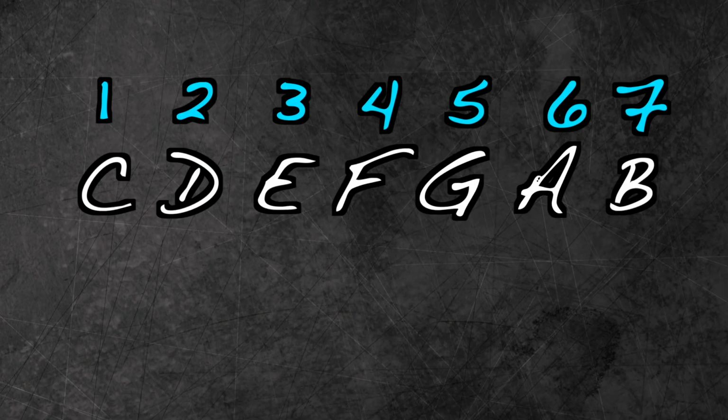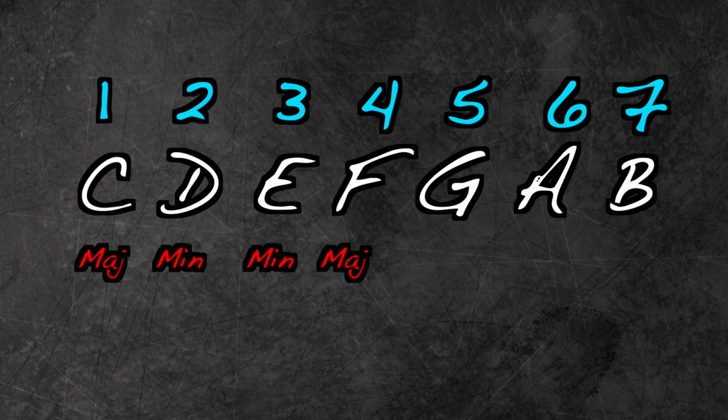So our number 1 chord is major. Our number 2 chord is minor. Our number 3 chord is minor. Our number 4 chord, well, that's major. Our number 5 chord is also major. Our number 6 chord is minor. And our 7th chord is diminished.